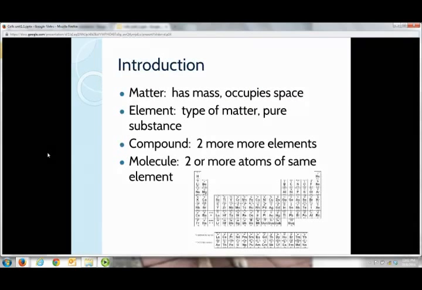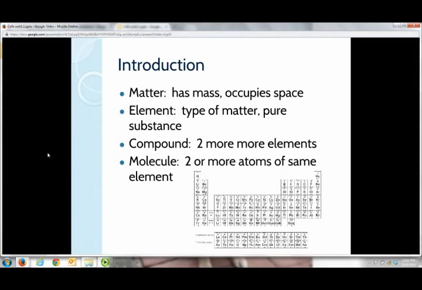So all living things are made up of chemicals, and so we need a little bit of background on chemistry to get started. Matter is anything that has mass and occupies space. So anything you see around you that you're able to see visually with your eyes, anything you're able to touch, is going to fall into the category of matter.